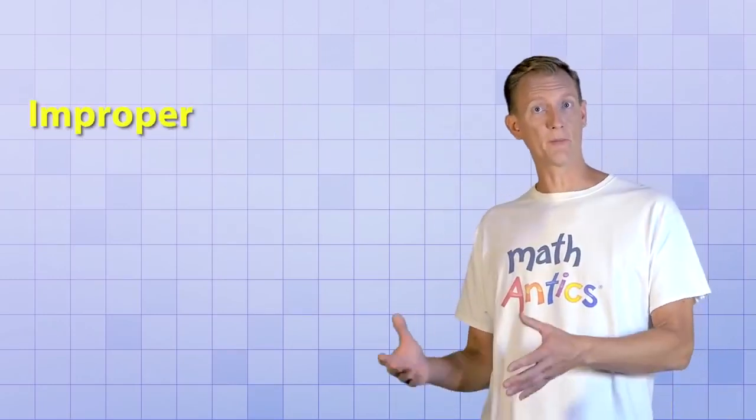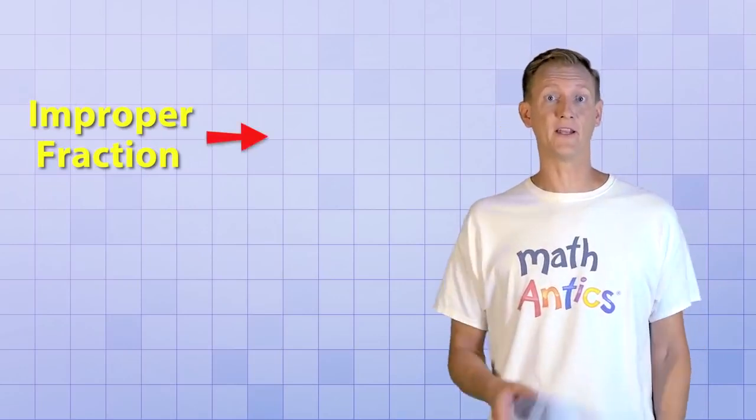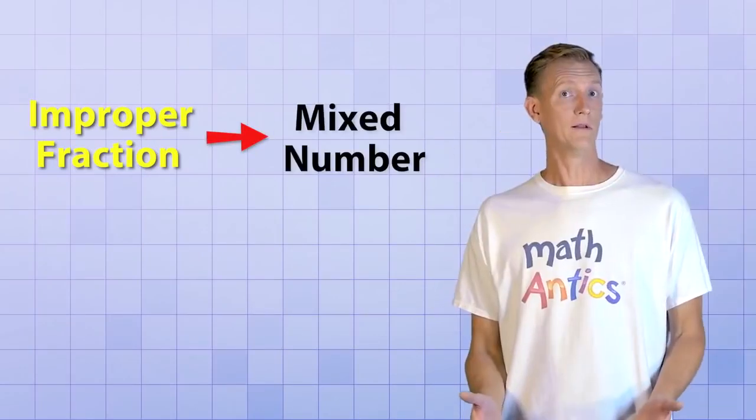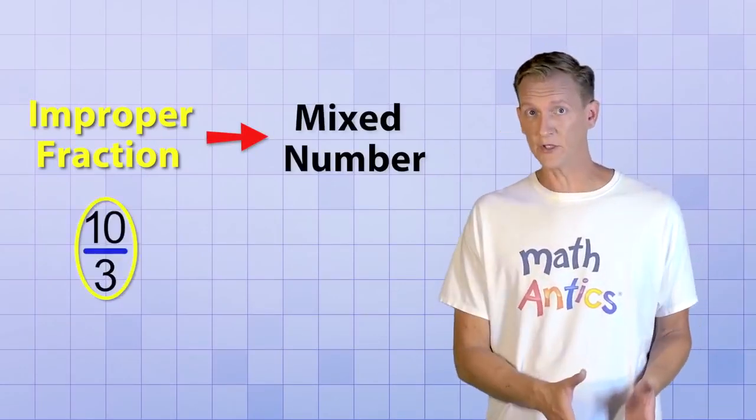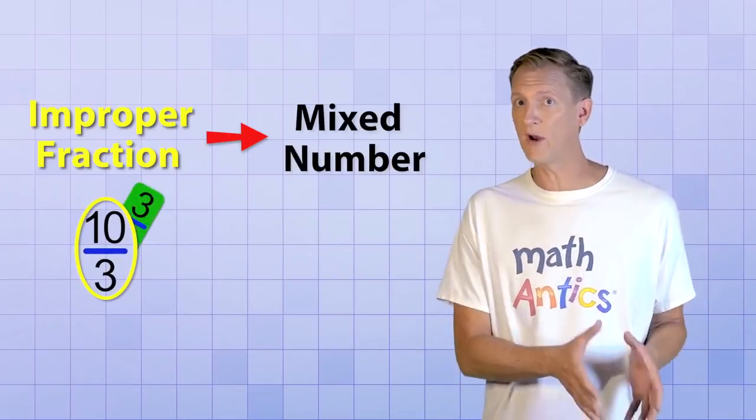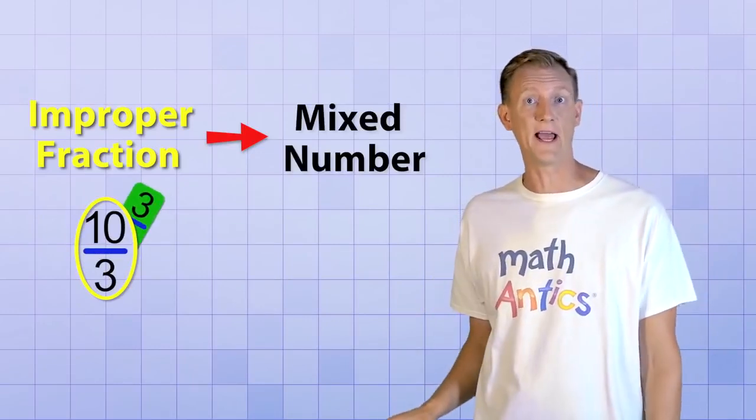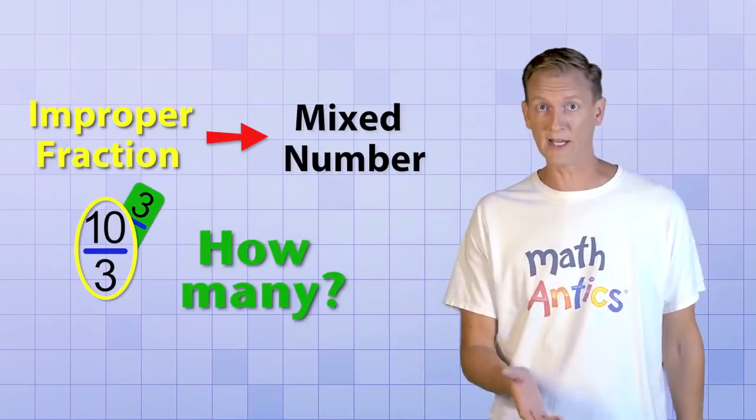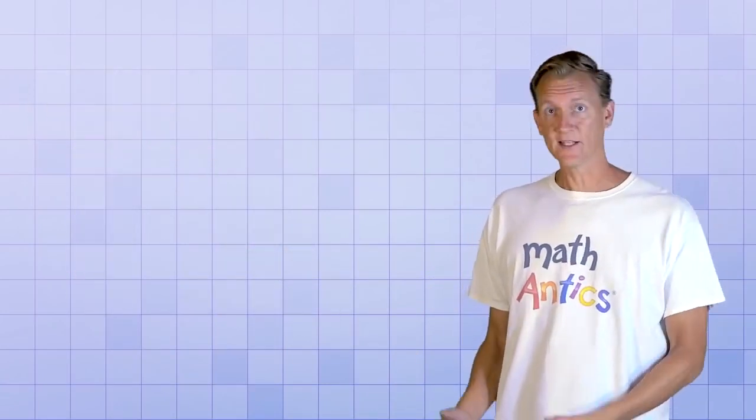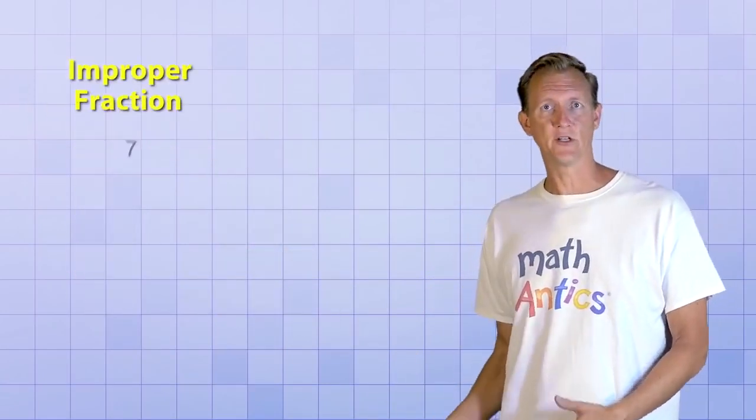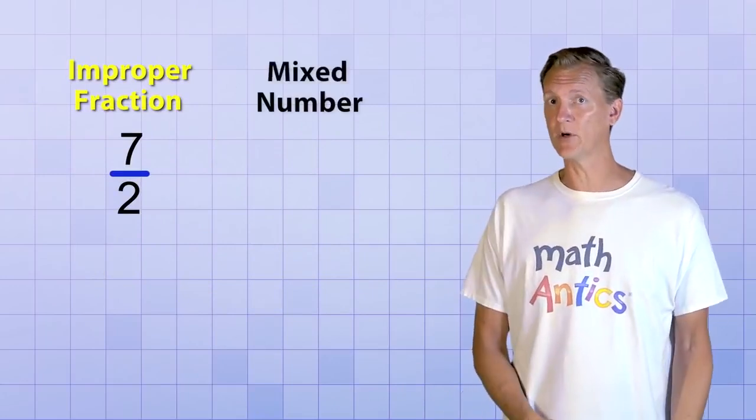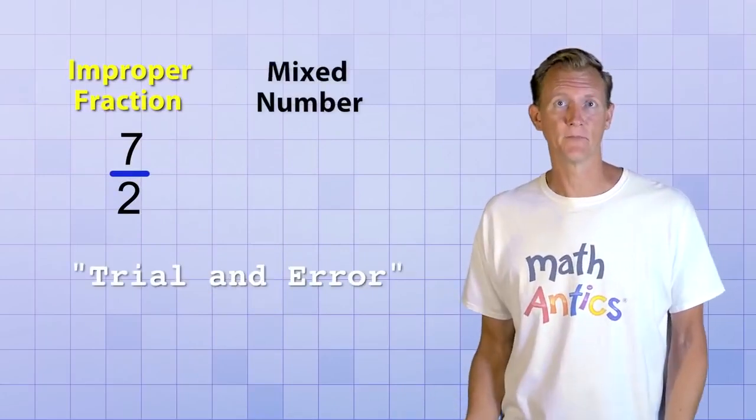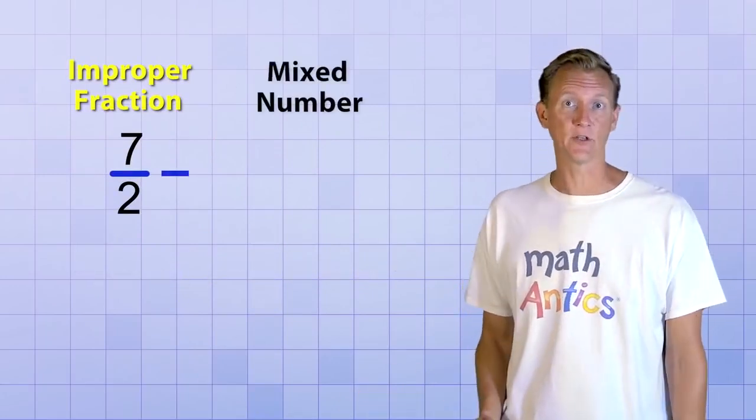What if we start with an improper fraction and need to convert it into a mixed number? Well, whenever we have an improper fraction, we know there's at least one whole fraction hiding in there that we could simplify out. The question is, how many? To see what I mean, let's try converting the improper fraction 7/2 into a mixed number using a little trial and error. First, let's try subtracting out just one whole fraction.